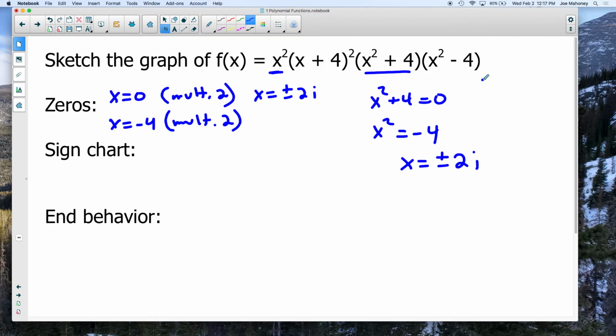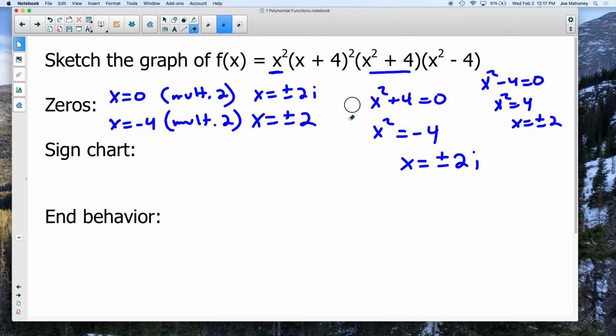And then if I do x squared minus 4 equals 0, you can factor it, or you can add 4 to both sides, and get x squared equals 4. So these solutions are plus or minus 2. Okay, this is going to be interesting. I have imaginary roots. What do I do?